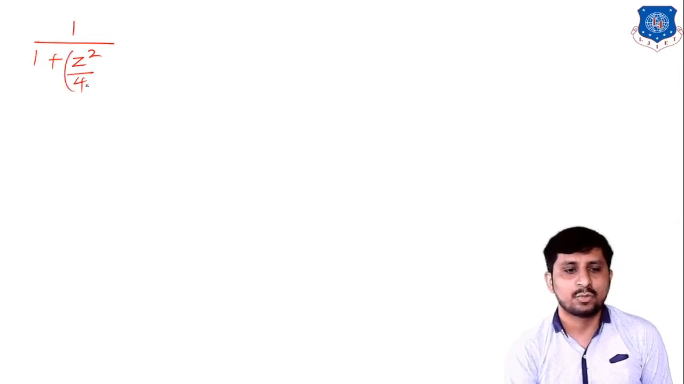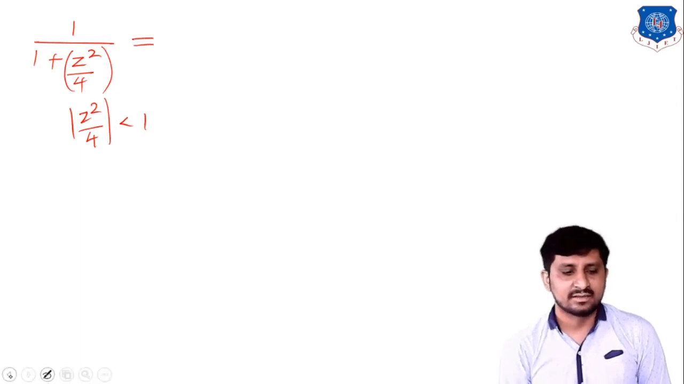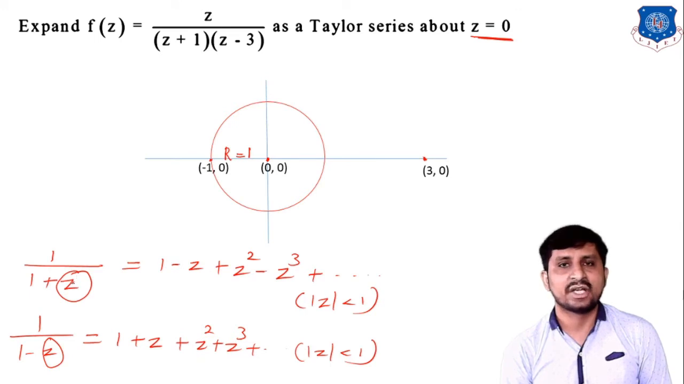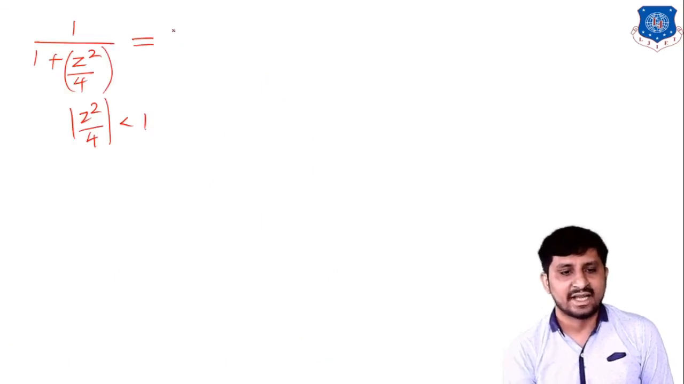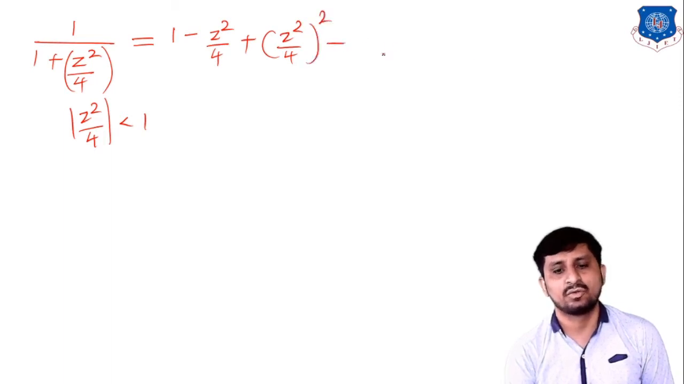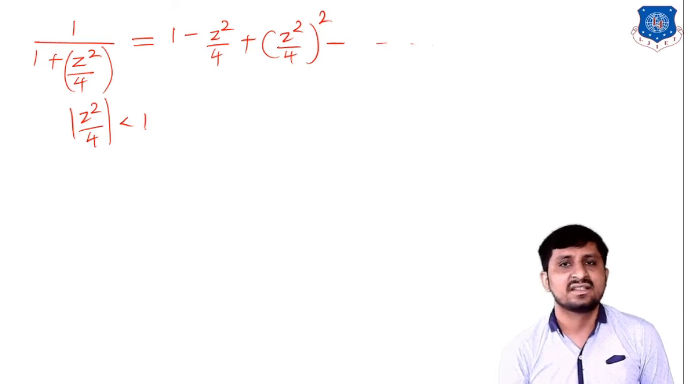Okay, and suppose modulus value of z square by 4 is less than 1. Then you can express a similar formula. Instead of z, now you have z square by 4, so you can express the series as 1 minus z square by 4 plus z square by 4 whole square minus z square by 4 whole cube and so on. Okay, so this is just for your understanding.